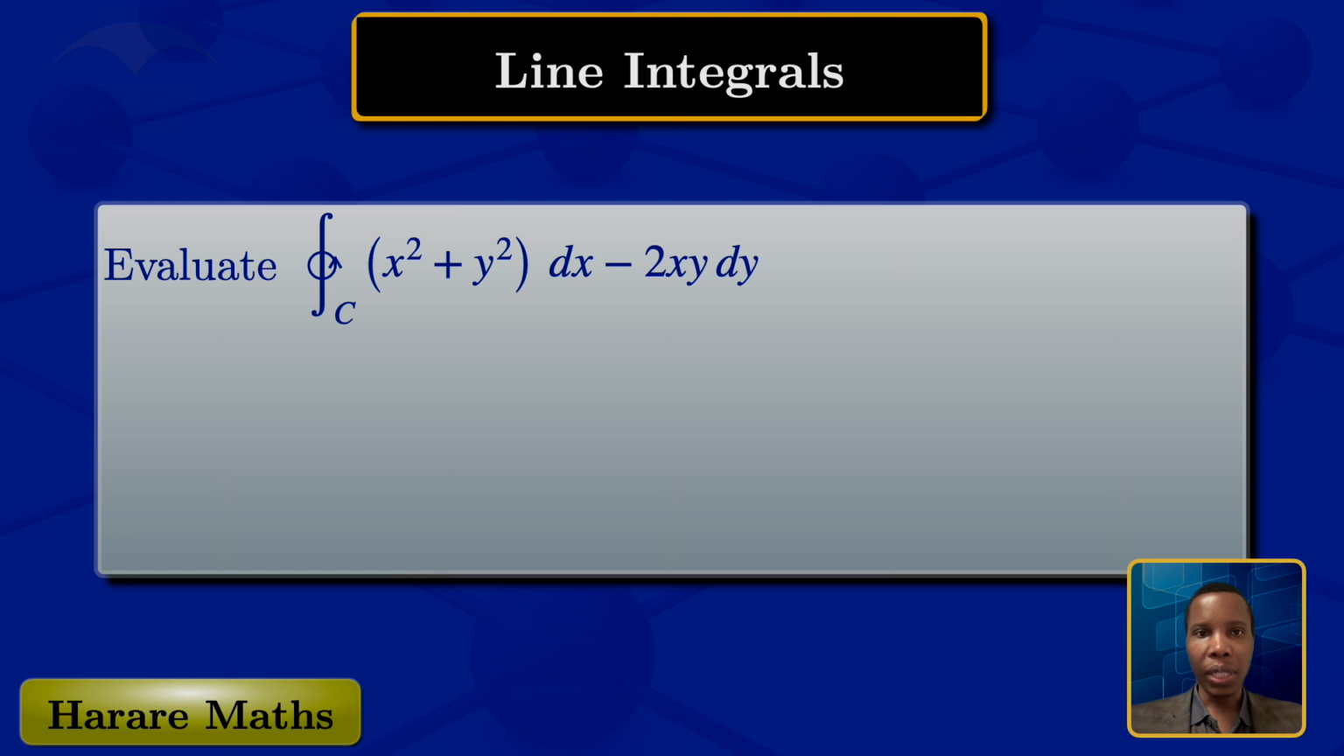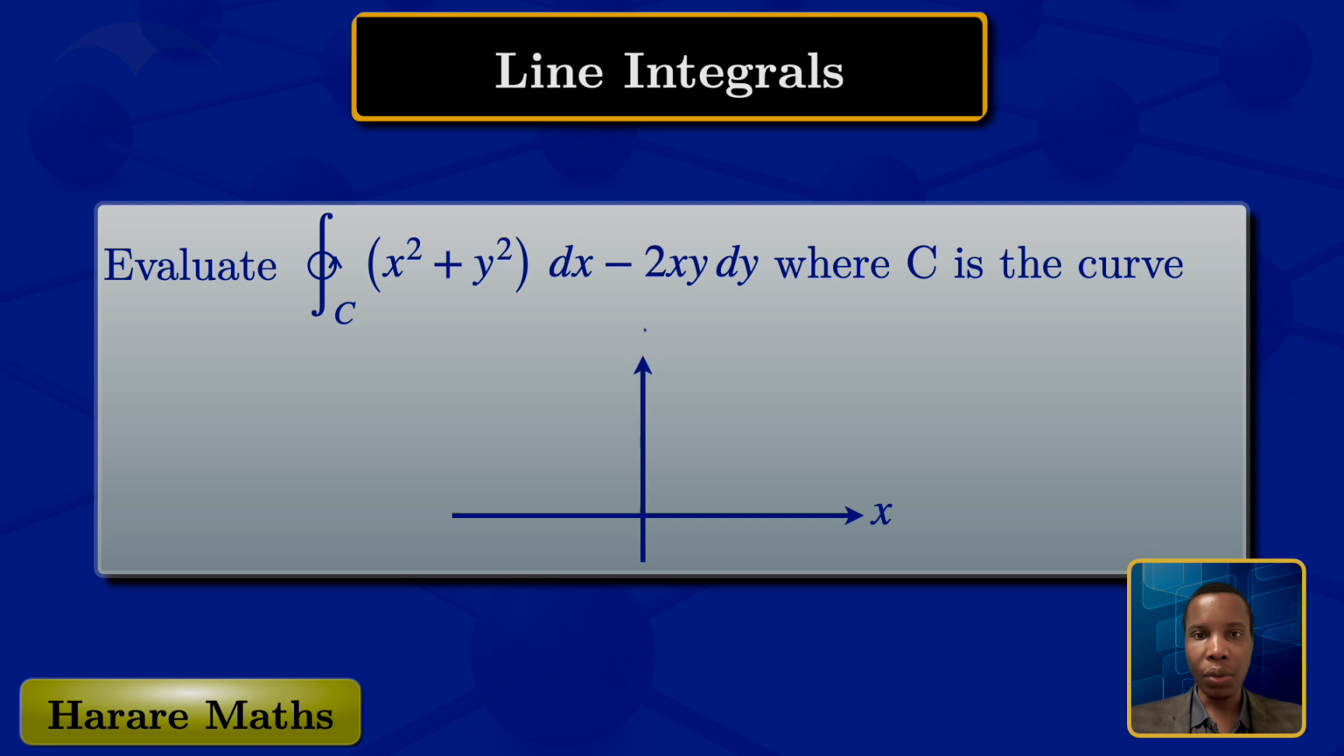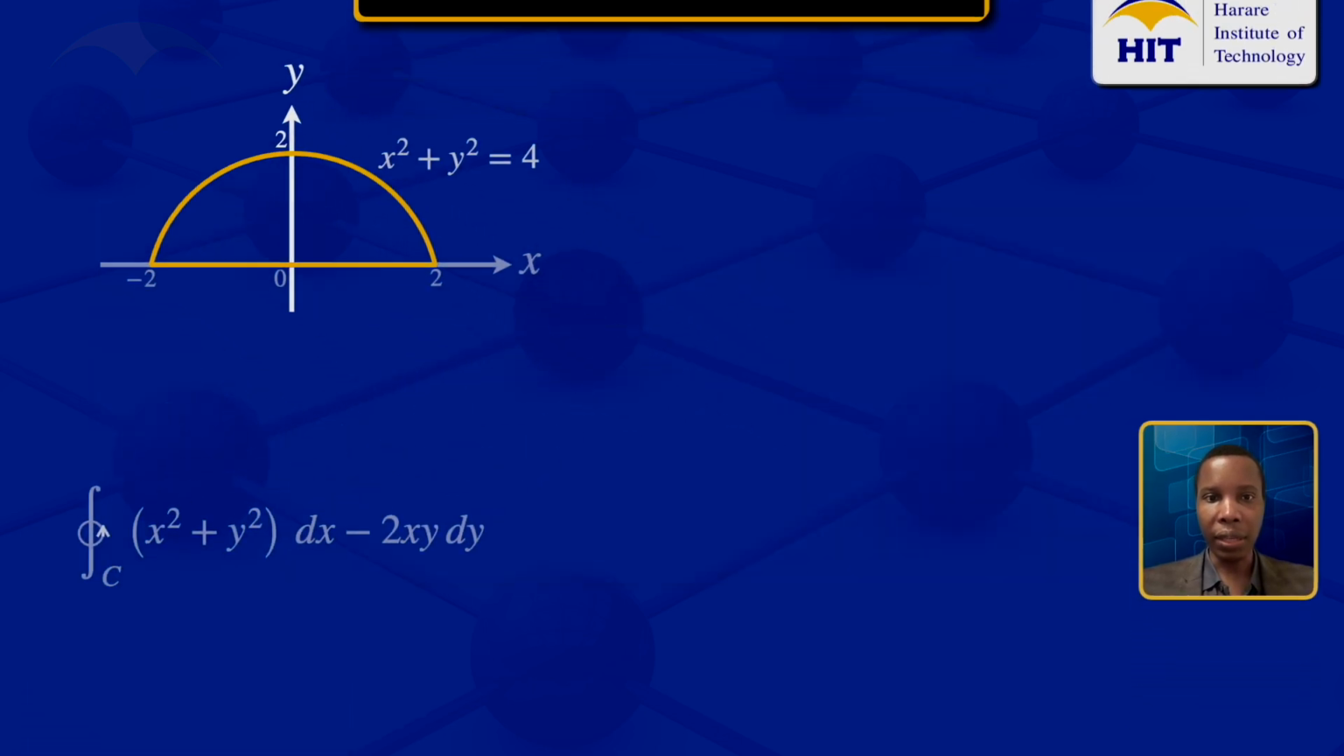I'm going to evaluate the integral of x squared y dx minus 2xy dy along the closed curve C, where C is a semicircle in the first and second quadrant. So the semicircle is the one that I'm drawing here, which has a radius of 2, with the equation x squared plus y squared equals 4. So that's the semicircle that we are having there.